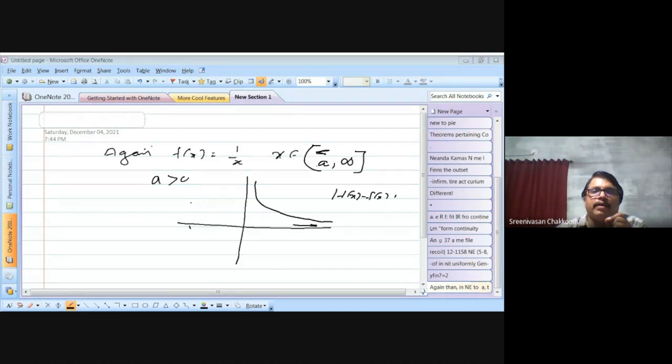So the function f of x equal to 1 by x is uniformly continuous in [a, infinity), even though the interval is not compact.